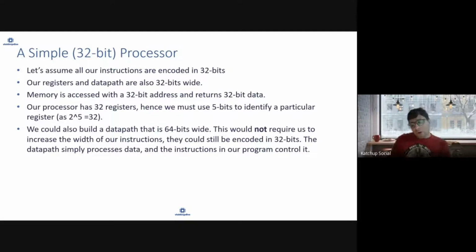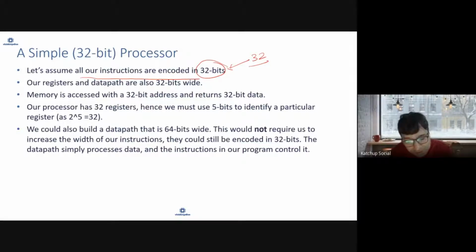Okay. So now let's go into designing a simple 32-bit processor. It's going to do simple instructions, but we'll do it step by step. So we'll assume all our instructions are encoded in 32 bits. Whatever instructions we give to the CPU, whether you want to do add, subtract, or multiply, and on which two operands, all our instructions are coded in 32 bits. Our registers and data path are also 32 bits.